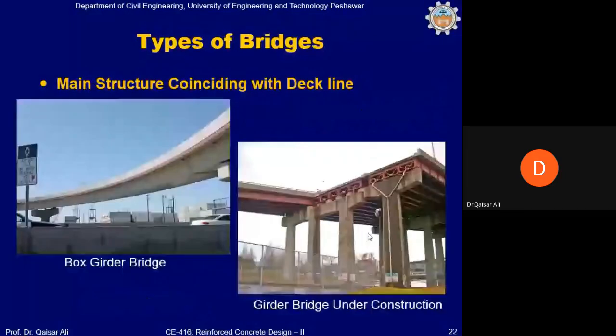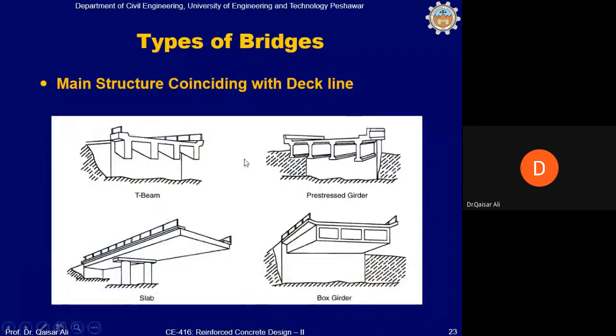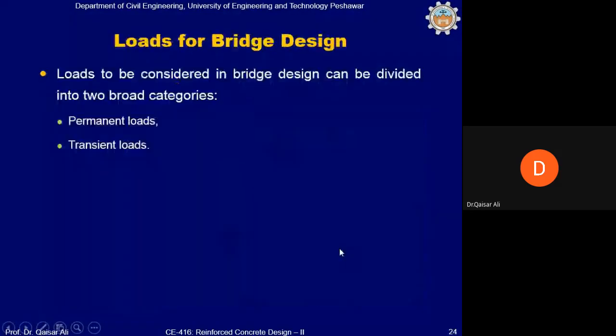This is a box girder bridge shown on the left. A girder bridge under construction is shown where there are girders. The girders are basically of steel, but the deck is of concrete. This is a T-beam on the left top. You have a T-beam girder bridge, a de-stressed girder bridge. This is a slab bridge without any girder, and we have a multi-cell box girder bridge. This is a multi-cell box girder bridge.